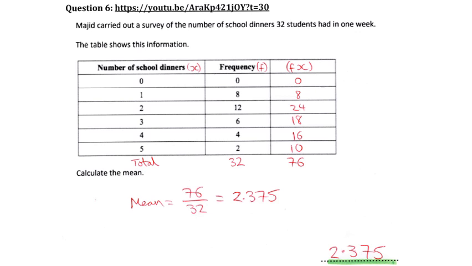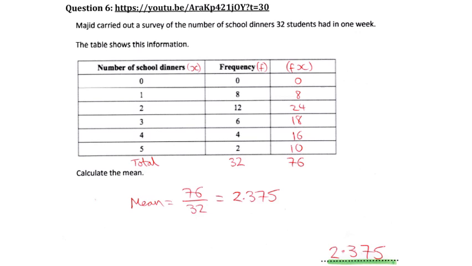Question 6 asks us to find the mean from a frequency table. So normally when we find the mean, we add up all our pieces of information and divide it by how many pieces of information we have. So we need to think back to that method when we're trying to do it from a frequency table.